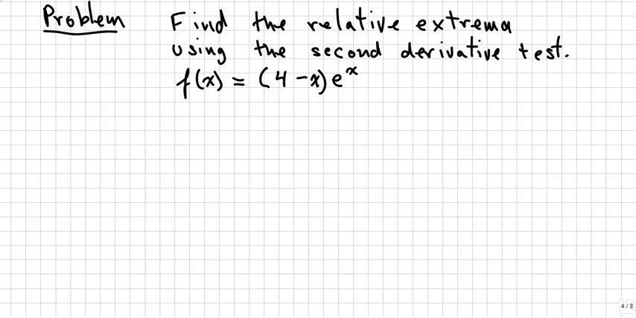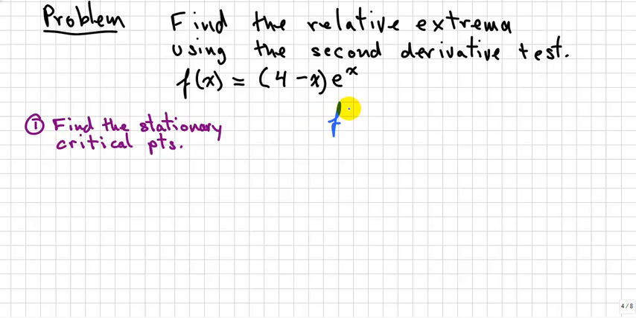Using the second derivative tests. Okay, so we're going to do what we said we were going to do up above. So we're going to find the stationary critical points. Okay, so we need to find our derivative. So we've got f prime of x.